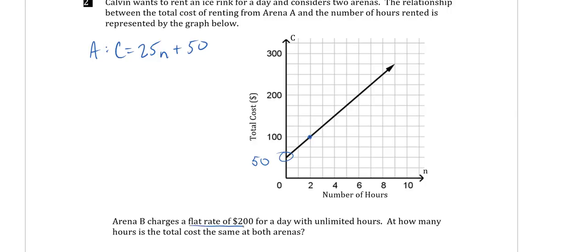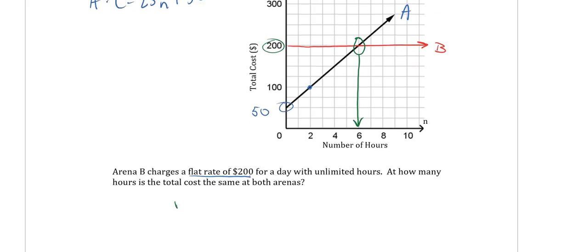So a flat rate of 200, what does that mean? I'm going to do it in red. It means I have a horizontal line like that. This is B. And this is A. And it says, at how many hours is the total cost the same for both arenas? At how many hours? 6. So this is where they're the same. I follow that down. There's 6 hours. And then what is the total cost? It's got to be 200 because that's the only cost that B has, right? So for 6 hours is our answer there. 6 hours is where they cost the same.